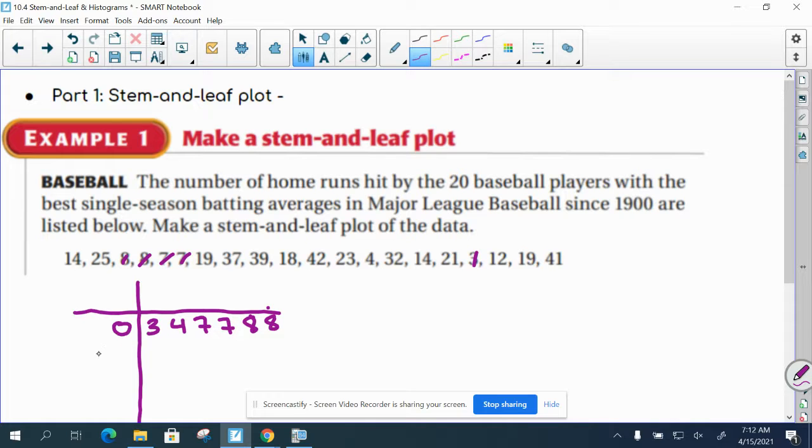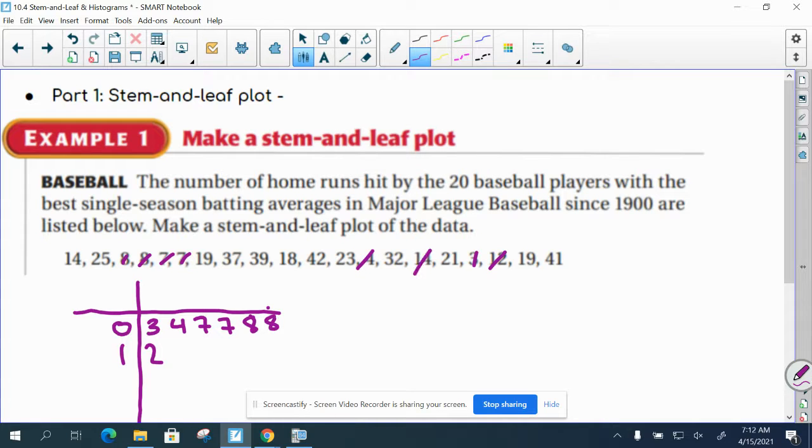So anything that goes from 10 to 19. So the stem in this case is 1, and then the leaves are whatever numbers we have. So the next smallest number is going to be 12. So the stem is 1 and the leaf is 2. So I'll put the 2 here in this column. And then, did I do the 4? I did the 4 already, so I'll cross that off.